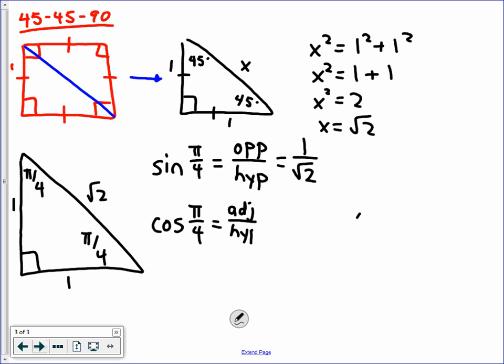Adjacent over hypotenuse. Great. Okay, good. Somebody help her. What's adjacent over hypotenuse in this case? 1 over root 2. And finally, we're going to do tan of pi over 4. I'll save you guys this. It's going to be opposite over adjacent, which is just equal to 1.